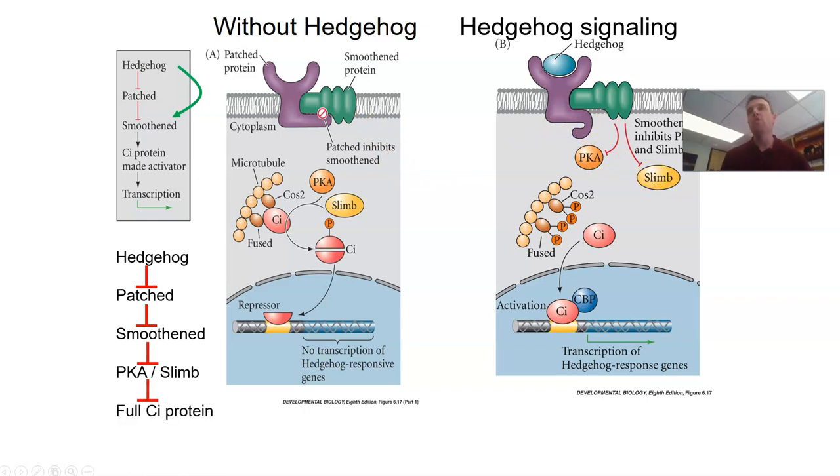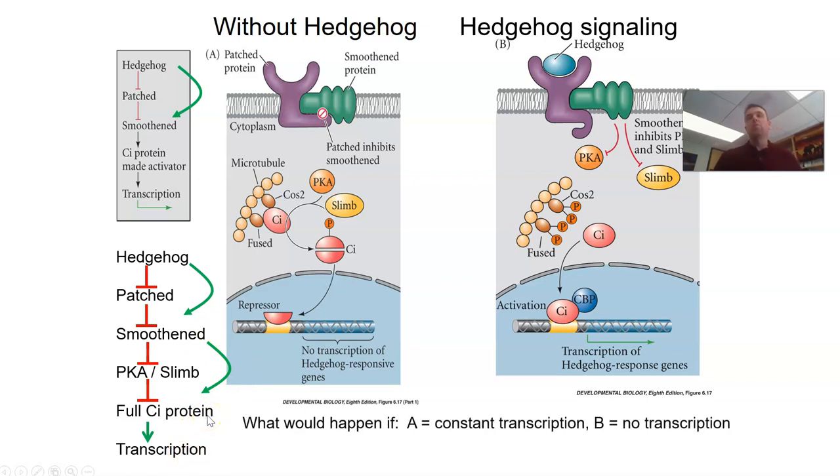PKA and SLIM's job normally is to inhibit the Ci protein, and the Ci protein's job is to activate transcription. So as soon as we have hedgehog, patched is no longer inhibiting smoothened. So hedgehog basically activates smoothened, a double negative gate, going around it. Smoothened is now active, and if smoothened is active, it inhibits PKA and SLIM. Since PKA and SLIM is inhibited, it can no longer inhibit Ci. So smoothened basically activates Ci, and that leads to transcription.